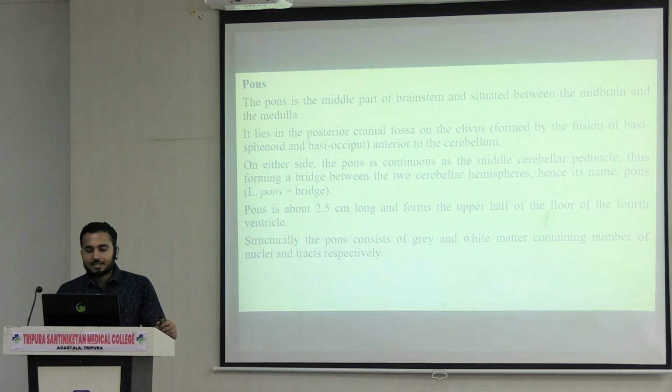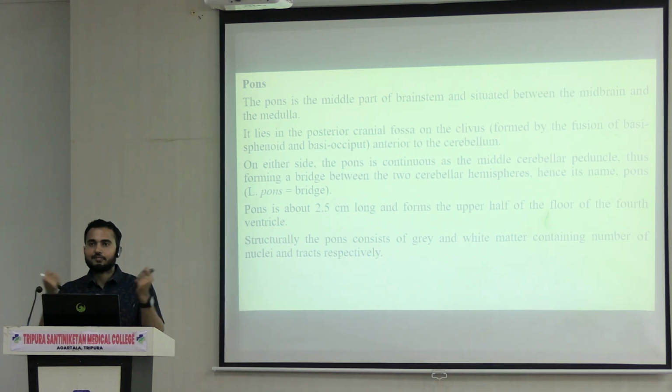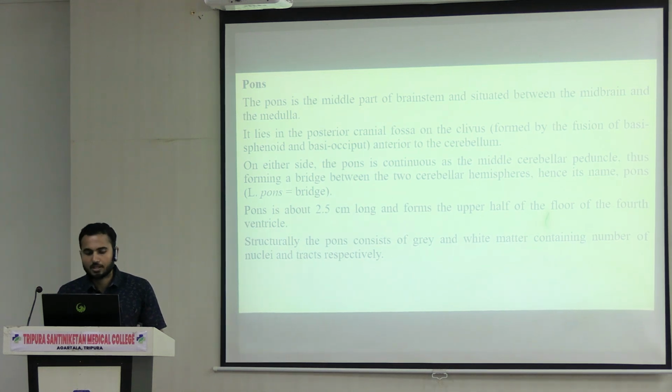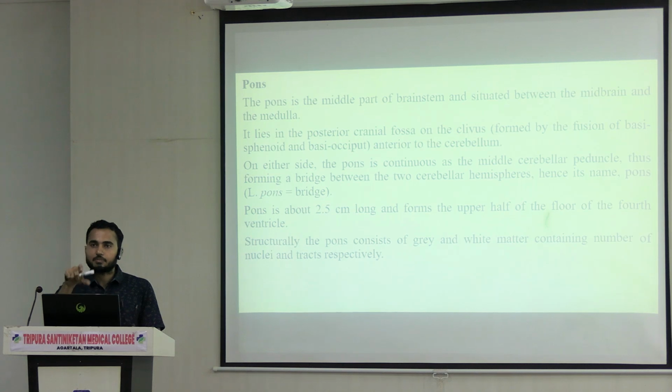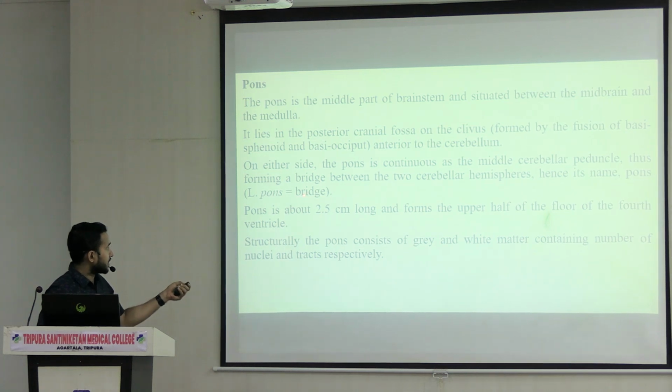Why? Because on either side the pons is continuing as the middle cerebellar peduncle. On both sides, the fibers which are coming out from the pons are forming the middle cerebellar peduncles, thus forming a bridge between the two cerebellar hemispheres. That is, in between the two cerebellar hemispheres, the bridge is formed. That's why it is called pons. The other name of the pons is bridge.